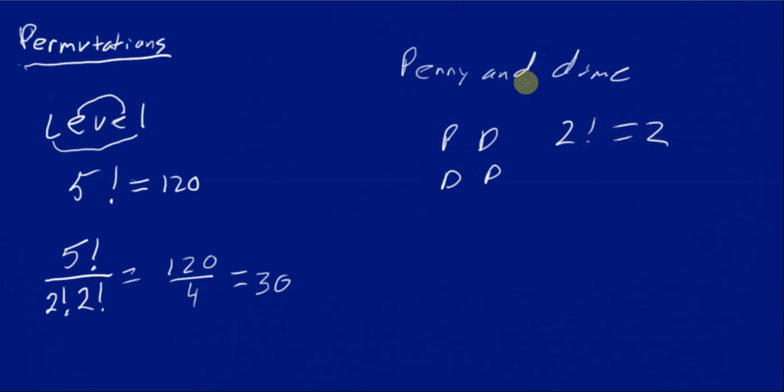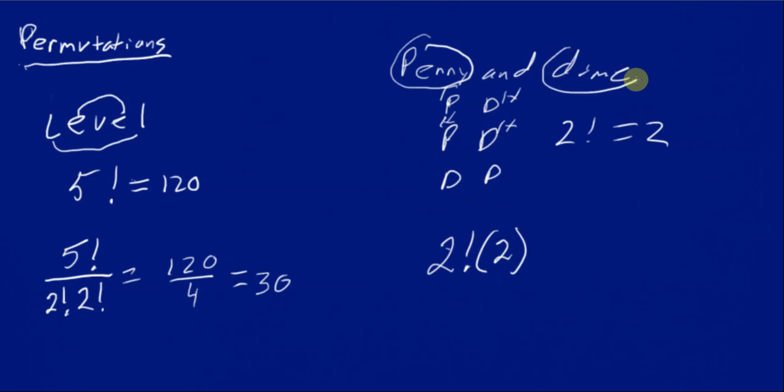But remember, a penny and a dime both have a heads and a tails. So this could be penny's head, dime's head. What about penny tail? Dime head. And I could then do penny tail and dime tail. So basically what we're going to have is the 2 factorial for the penny and the dime. And then I'm going to multiply that how many different ways the penny can come up. And that's times 2. And then I'm going to multiply by how many different ways the dime can come up. And that's going to be 2.